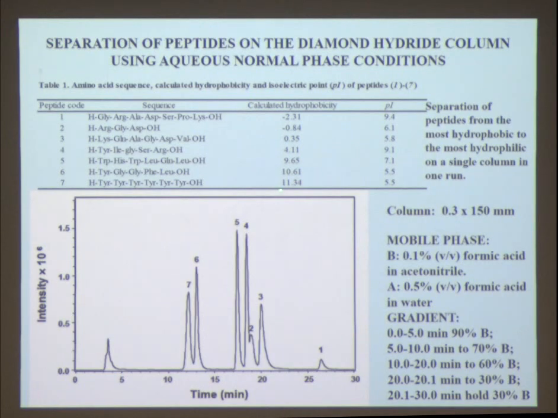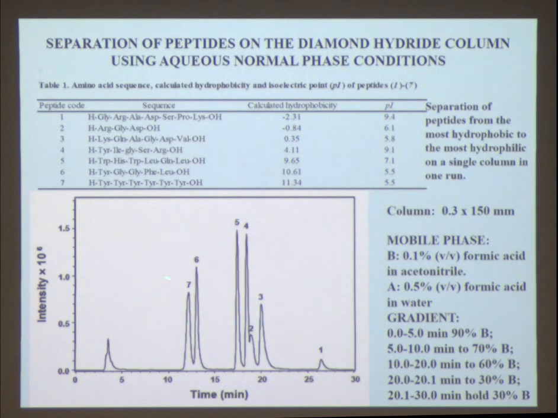And this number, if it's a very large positive number, then it's a very hydrophobic compound. If it's a negative number, then it's hydrophilic. So we're spanning a broad range of hydrophobic and hydrophilic properties in these peptides. And these are the pIs, so they're considerably different from each other.